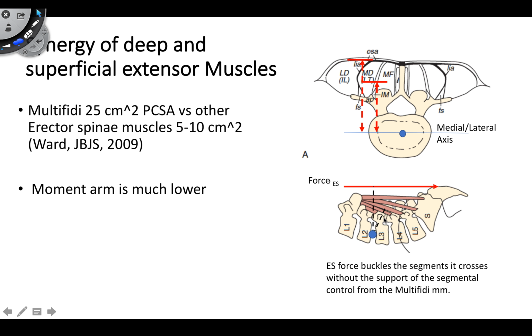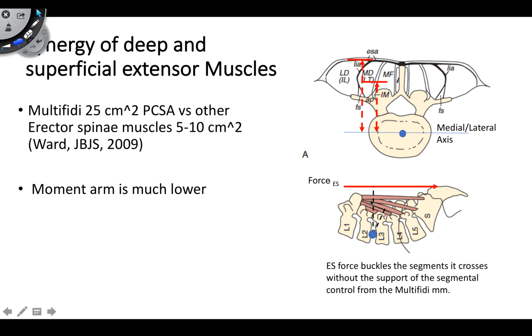And so in order to make the spine move more symmetrically and in unison, we need these intersegmental muscles that only span one or two segments. That's really represented by the multifidi muscles. The other piece of it is that the multifidi, though they look small in this picture, have a high pennation angle, and that gives them a very large physiologic cross-sectional area and makes them capable of developing high amounts of force in the spine to control intersegmental motion.